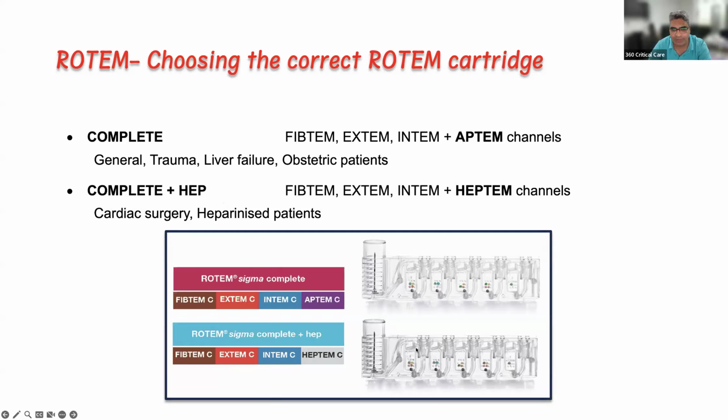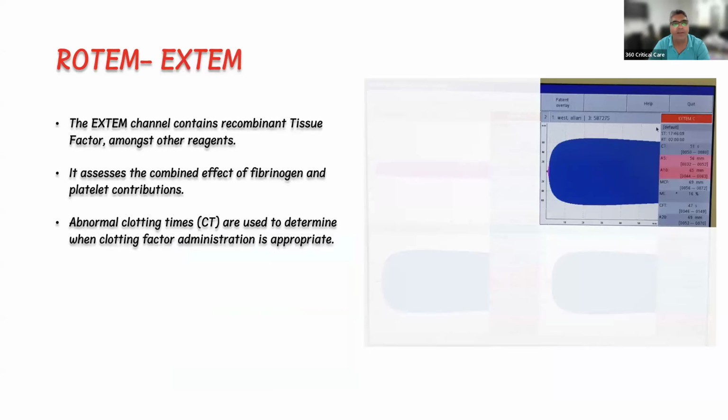The bottom one, this type of cartridge, gives you the heparin effect, but the top one does not. So if the patient is on heparin or is being anticoagulated with heparin, then you have to choose this cartridge and use this. And if the patient is not on heparin, then you have to use this cartridge or use this interpretation. So these are all technical things. Whatever cartridge or machine you use, it varies depending on that. Now going into detail of the ROTEM.